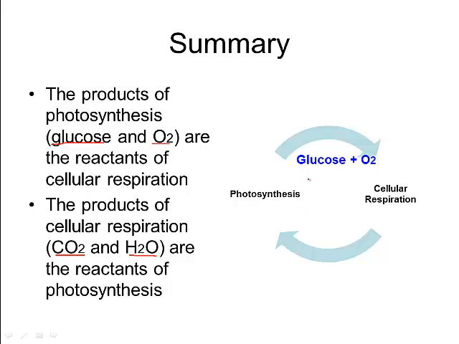So we can fill that in on this little chart. So for photosynthesis, we're making our glucose and oxygen. Those are going to get used in cellular respiration to make the carbon dioxide and water, which will then be used by photosynthesis to make glucose and oxygen, and it just keeps cycling over and over and over again. And those are two chemical processes that really do occur in a very nice, tight little cycle.